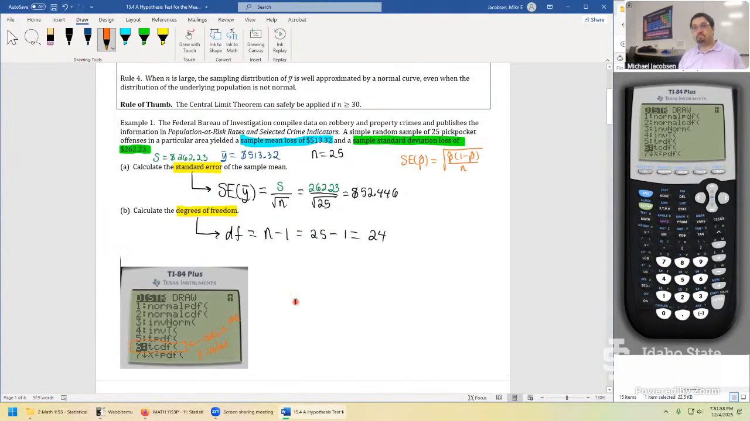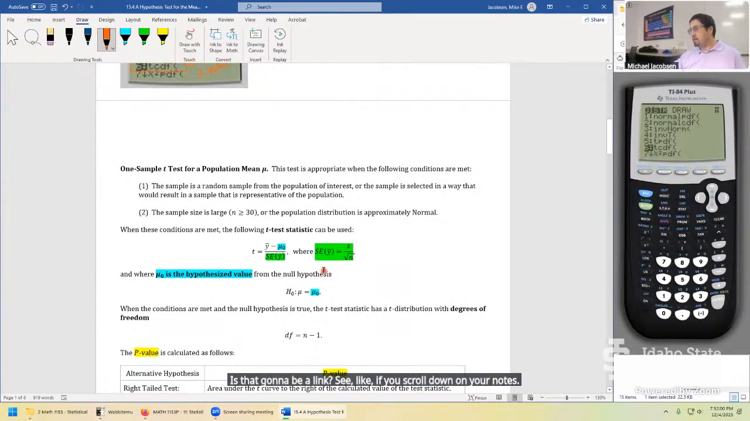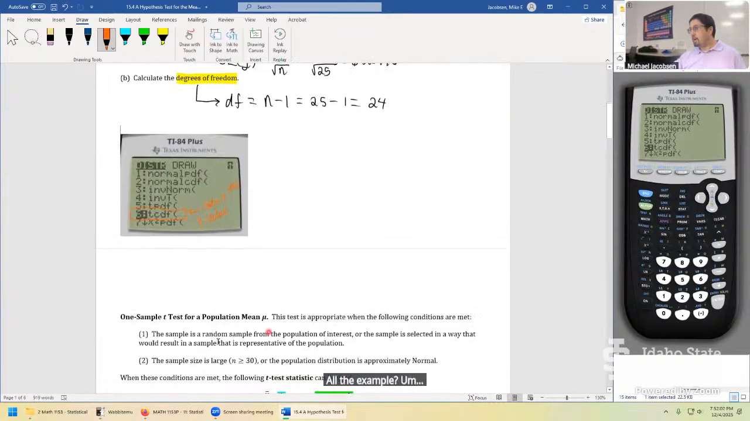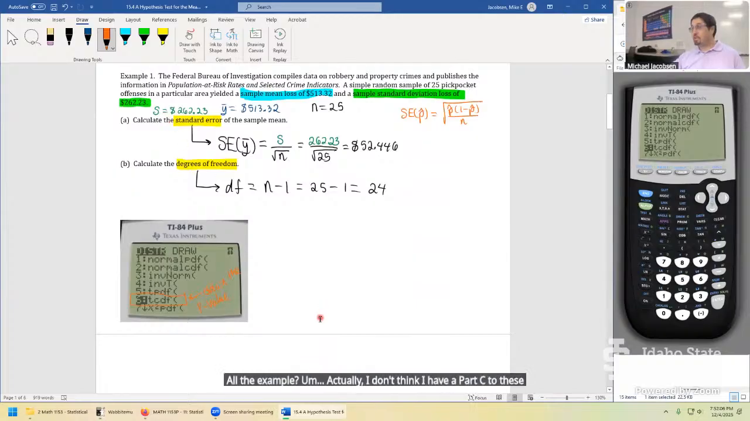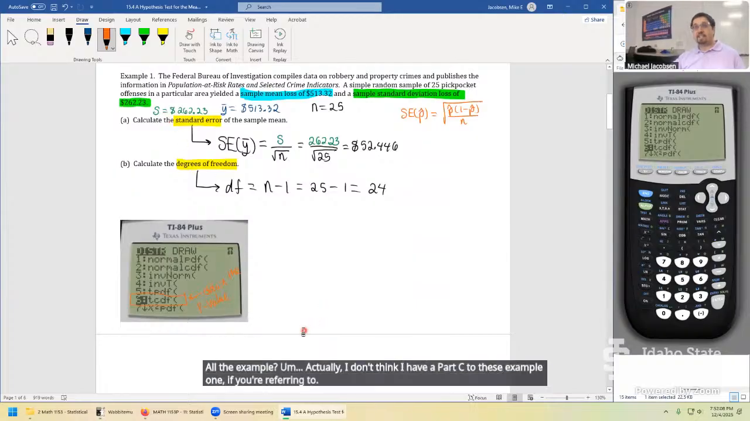Is that going to be on the C, like when we scroll down on your notes? On the example? Actually, I don't think I have a part C to these, to the example one, if you're referring to. Gotcha.